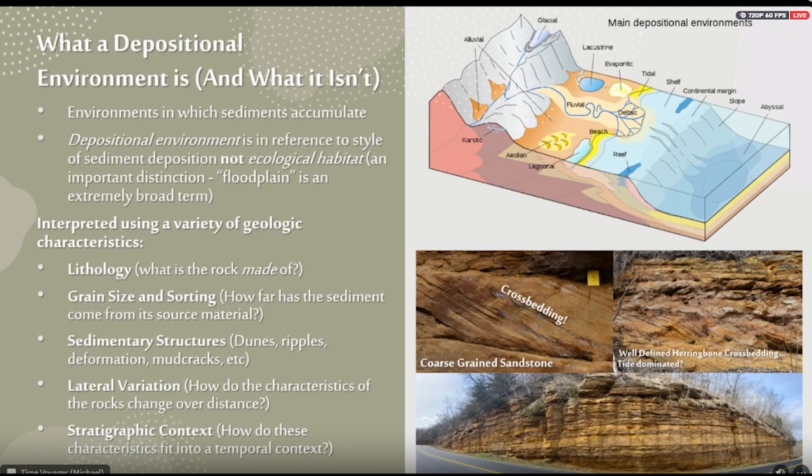What sedimentary structures does it have in it? Are there ripples or dunes or mud cracks or different things that can give us hints to how this deposition happened and what happened to it after deposition? How does it vary laterally across an outcrop or across an entire larger area? And finally, stratigraphic context can tell you how all of these things fit into a larger temporal, i.e. time-based context. And you can see an example of walking through that kind of thing in an outcrop on the bottom right there, looking at different aspects of this outcrop to suggest that it was a tidally dominated sandy beach.